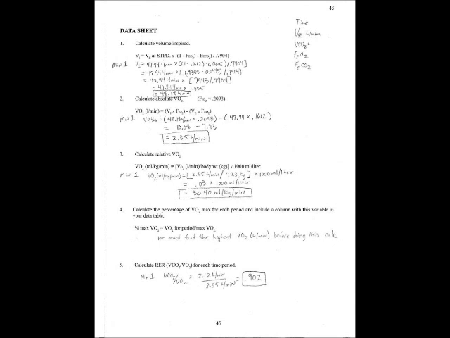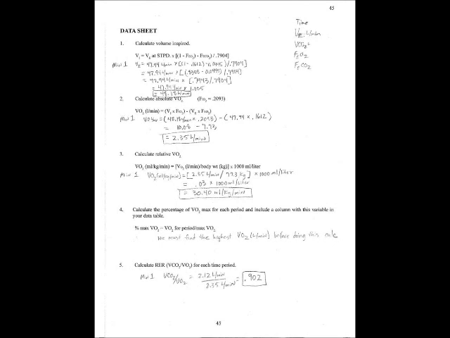Number 3, we need to calculate relative VO2. So that's going to be pretty straightforward. Take the liters per minute of VO2, divide it by Sam's mass, or weight, which is 77.3 kilograms, and then multiply that number by 1,000 to convert into milliliters. After you work through that equation, you're going to get 30.400 milliliters per kilogram per minute for minute 1 relative VO2.